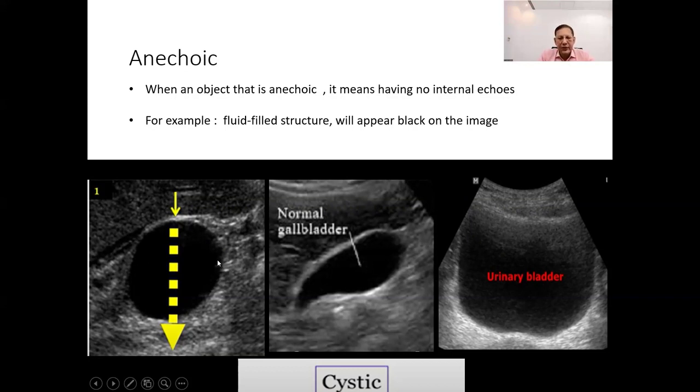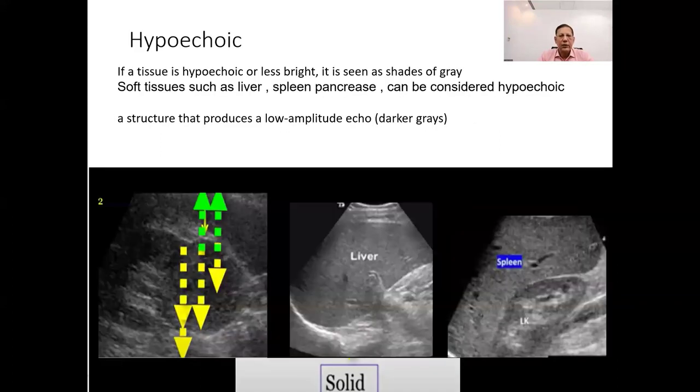Examples of anechoic structures include the gallbladder, the urinary bladder, and simple cysts. These structures typically contain fluid and appear black on the ultrasound image due to the absence of internal echoes. Hypo means less, and echoes once again means white spots. So the term hypoechoic refers to structures or areas in an ultrasound image that appear as having less internal echoes.